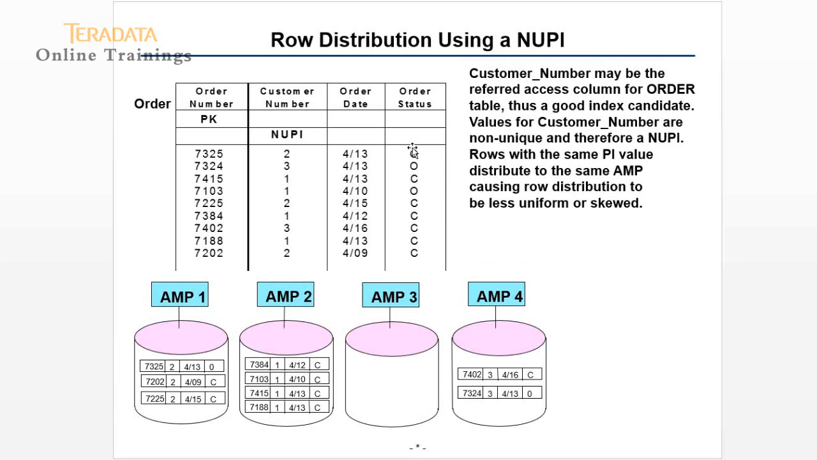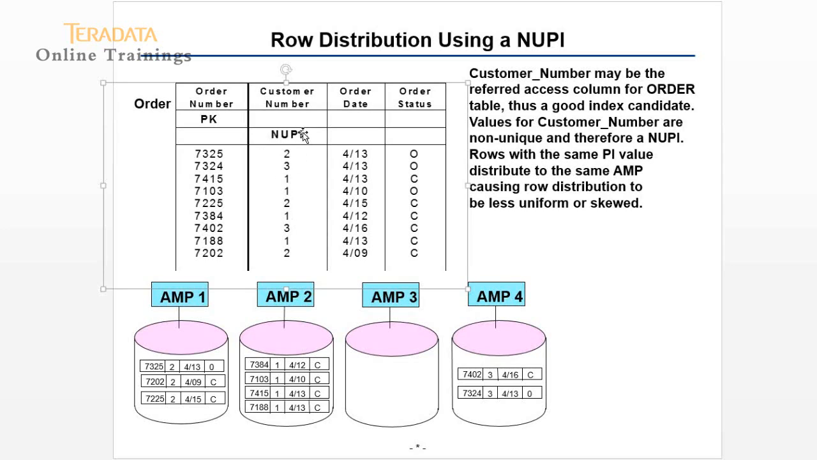Basically, the index is not a unique number. For example, order number here will not be a suitable candidate for a non-unique primary index because this is a value which is unique, right? And here customer number is actually a suitable candidate for a non-unique primary index because customer number is repeating multiple times, like 2, 3, 1. So this can be a suitable candidate for a non-unique primary index.